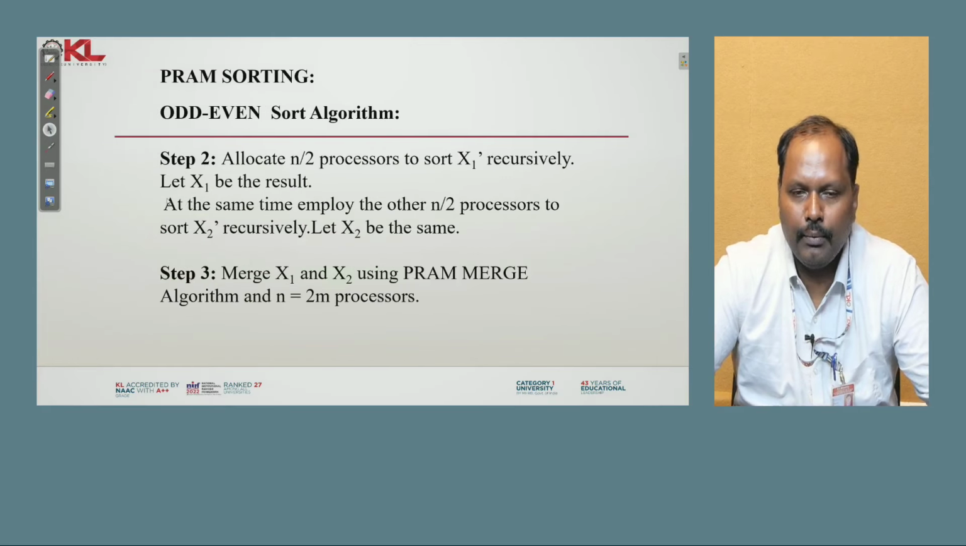Step 2, allocate n by 2 processors to sort x1 recursively. Then x2 is treated the same way, using n by 2 processors to sort the x2 data. And step 3 is to merge x1 and x2 using the PRAM merge algorithm, with n equal to 2m processors. So step 3 is only the merge of the data.